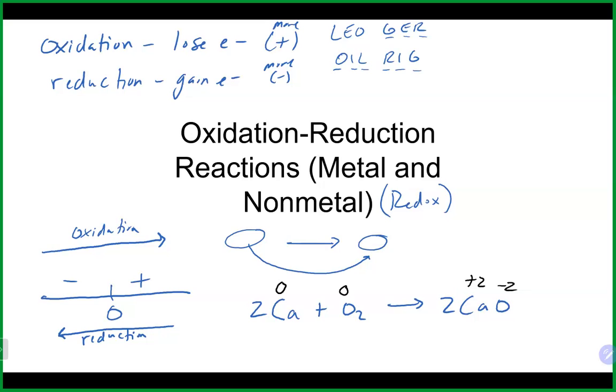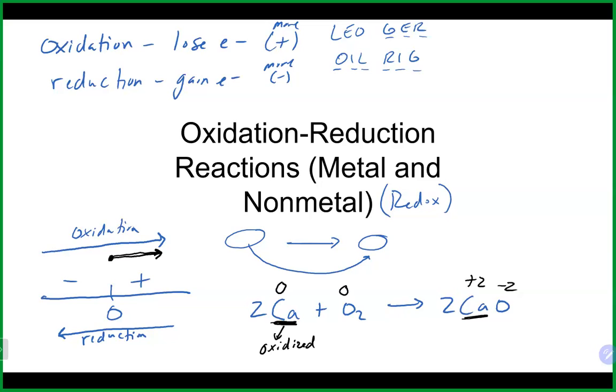So now we can very simply figure out who's being oxidized and who is being reduced by looking at the calcium on the left, which started at 0. And my calcium on the right ended with a +2, which means it's moving in this direction. So is the calcium here being oxidized or reduced? Which way is it moving? It's moving to the right. So it is being oxidized. The calcium here is going through oxidation.